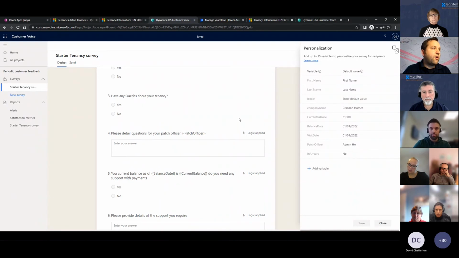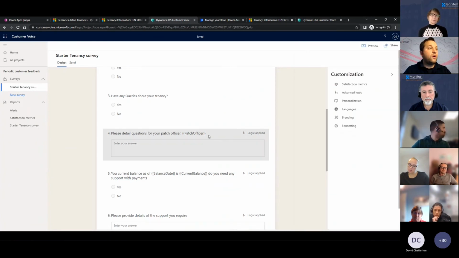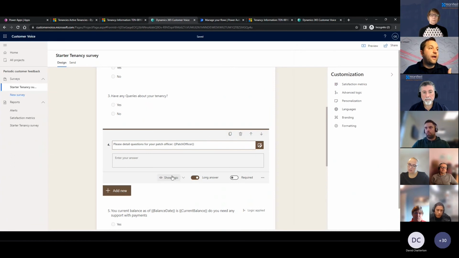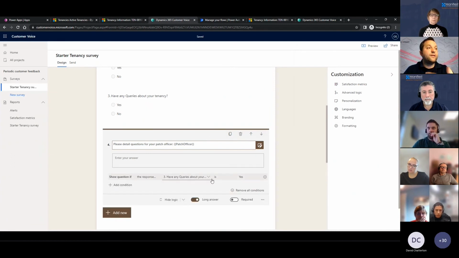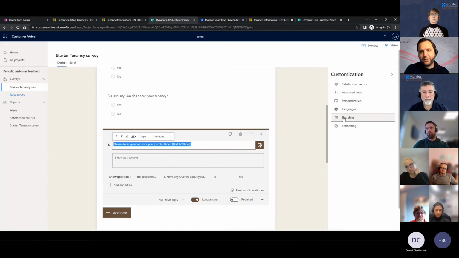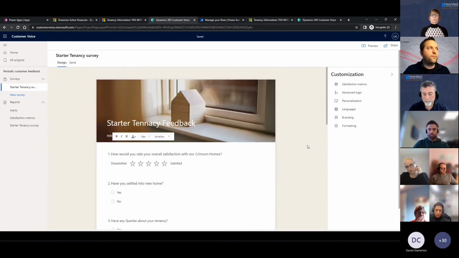Looking at this, I'm also applying logic. If I have any queries about a tenancy, I'm applying question four to be asked, and if that is answered yes, then I have an additional question. So you don't have to have a long survey that has questions that aren't appropriate for the person. With those two features, as well as being able to brand this and have your own images through here, Customer Voice really is a very quick way of getting some communication out to your tenants, with useful information that can be very personal to the tenant.